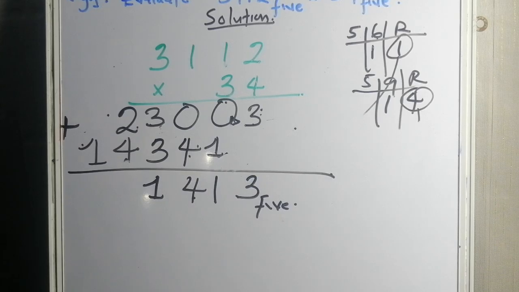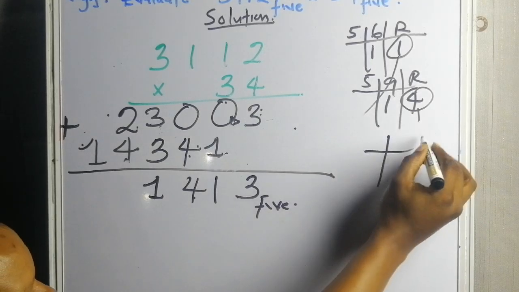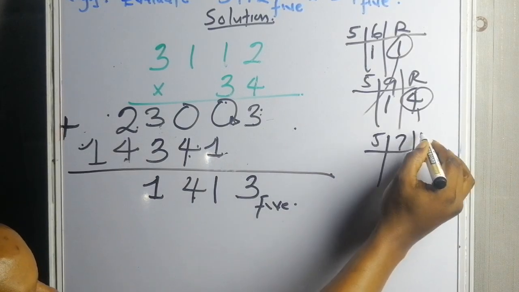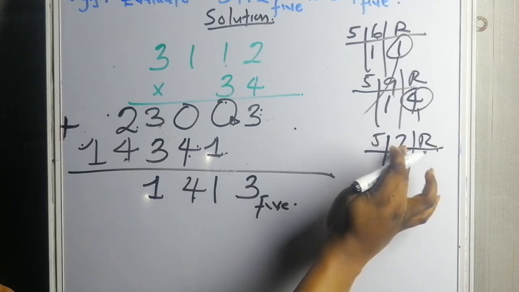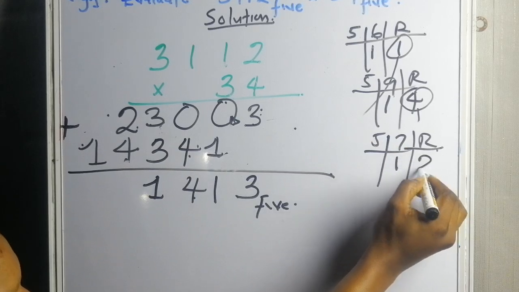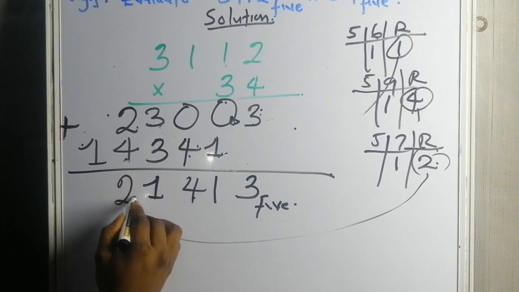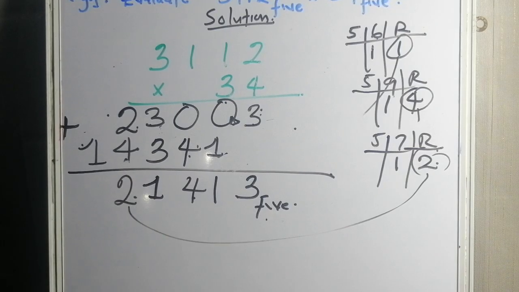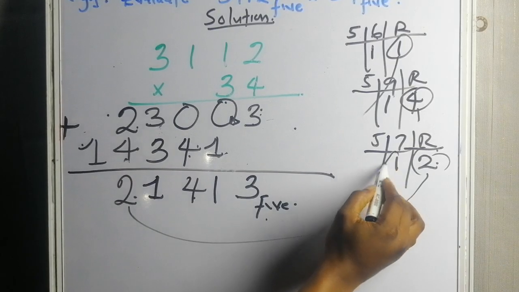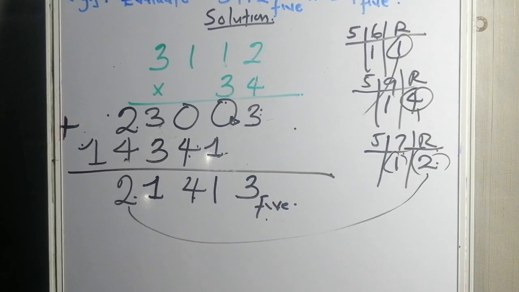7. Okay? So quickly, you can quickly draw your table. 7, 5, and remainder. So how many times 5 can go in 7? 1. Remainder what? 2. That 2 that is remaining, you come and write it here. You are writing 2 because it's not up to 5. Okay? Then you keep this 1. That is how we do it.